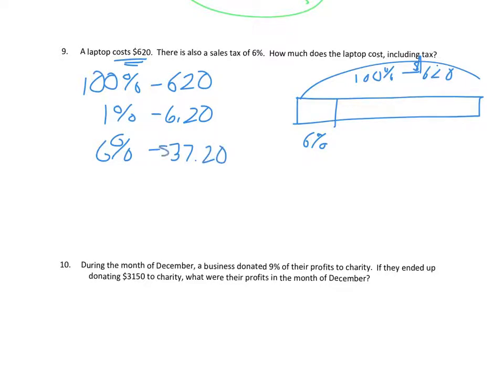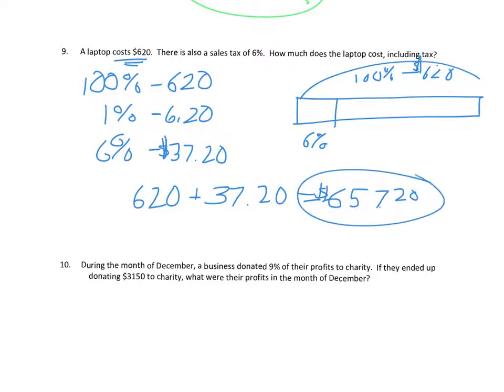And I know that 6%, if I multiply it by 6, is going to give me $37.20. But don't stop here, because you don't get to just pay tax to get the laptop. You also have to add $620 that you're going to pay plus that $37.20 to get the total. It ends up giving me $657.20 for the laptop. And that's our total.